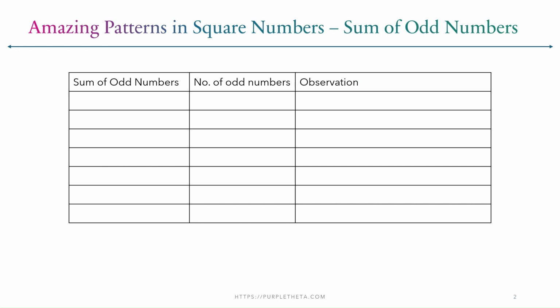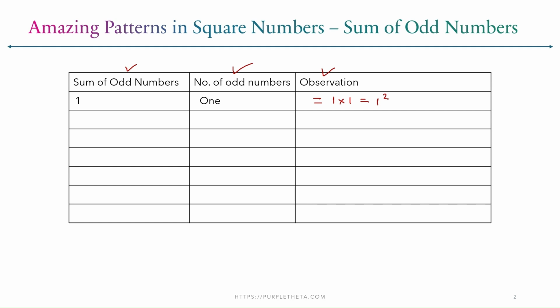Let us observe carefully. Here we have a table. In the first column, we have sum of odd numbers. In the second column, we have number of odd numbers. And in the third column, we will write our observations. So first we have 1, that is sum of odd numbers is 1, and there is only one odd number. For observation, I will write 1 is equal to 1 multiplied by 1, and this is 1 square.